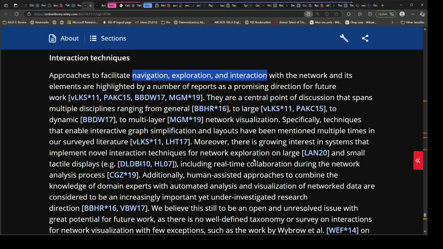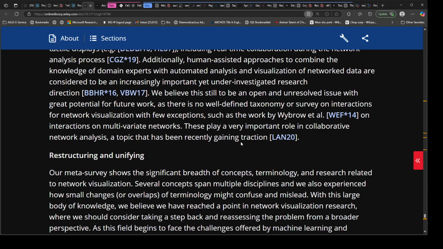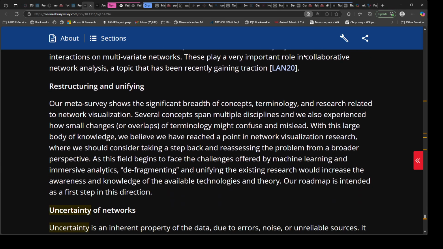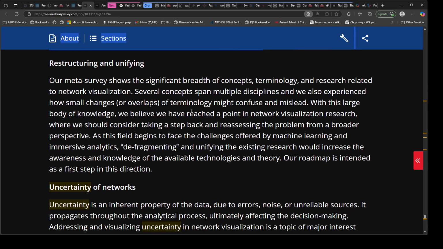Restructuring and unifying. Our meta-survey shows the significant breadth of concepts, terminology, and research related to network visualization. Several concepts span multiple disciplines, and we also experienced how small changes, or overlaps, of terminology might confuse and mislead. With this large body of knowledge, we believe we have reached a point in network visualization research where we should consider taking a step back and reassessing the problem from a broader perspective. As this field begins to face the challenges offered by machine learning and immersive analytics, defragmenting and unifying the existing research would increase the awareness and knowledge of the available technologies and theory.